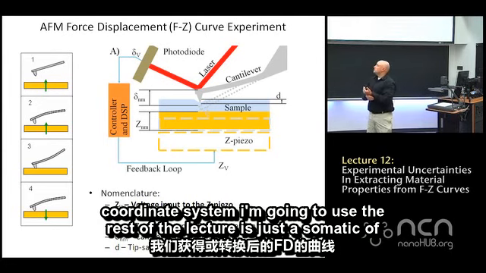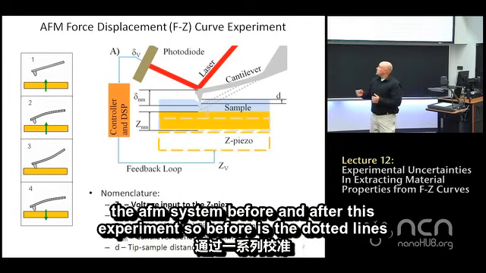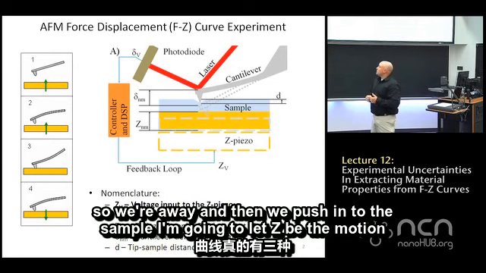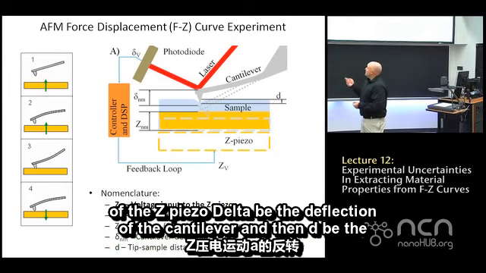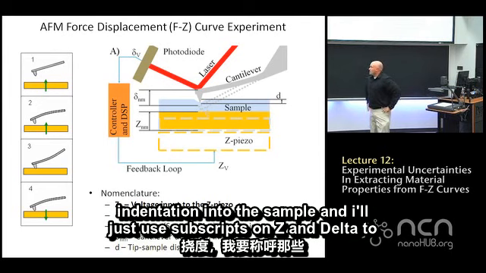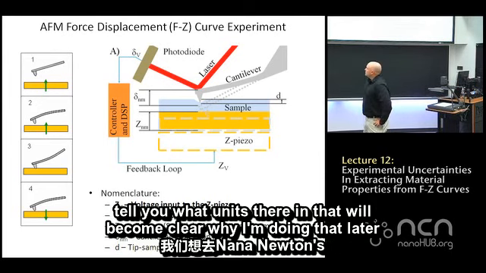To clarify the coordinate system I'm going to use for the rest of the lecture, here is a schematic of the AFM system before and after this experiment. Before is the dotted line, so we're away, and then we push into the sample. I'm going to let Z be the motion of the Z piezo, delta be the deflection of the cantilever, and D be the indentation into the sample. And I'll use subscripts on Z and delta to tell you what units they're in. That'll become clear why I'm doing that later.